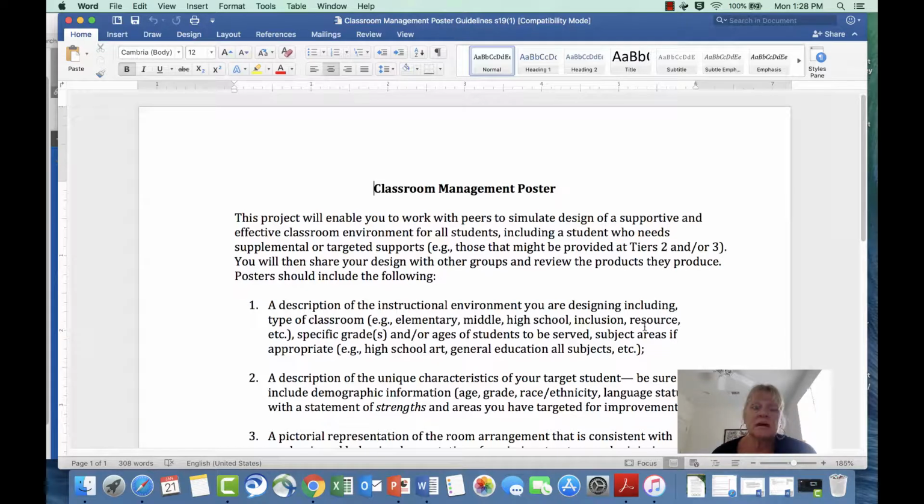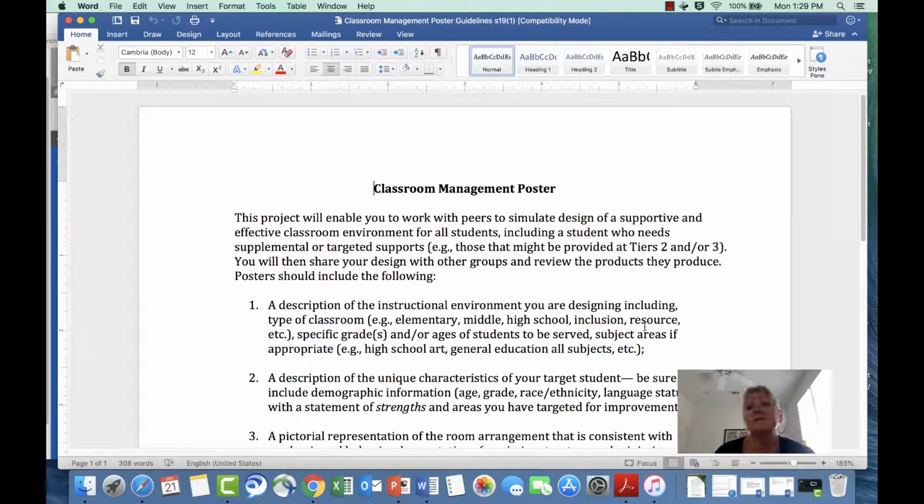The first thing you need to decide is what kind of classroom you are designing. I don't care if it's elementary, middle, high school. I don't care if it's an inclusive setting, a self-contained classroom for kids with disabilities, although I certainly discourage those. It can be a high school art class. It can be a first grade classroom. Really doesn't matter, but you need to tell your peers and myself what environment you are working in. What are the ages of the kids that are going to be served there? What subjects are being taught, etc.